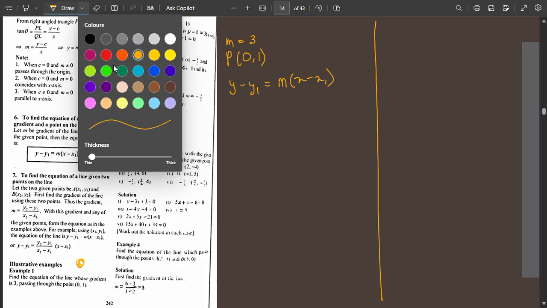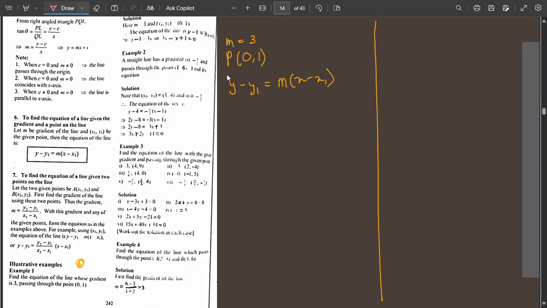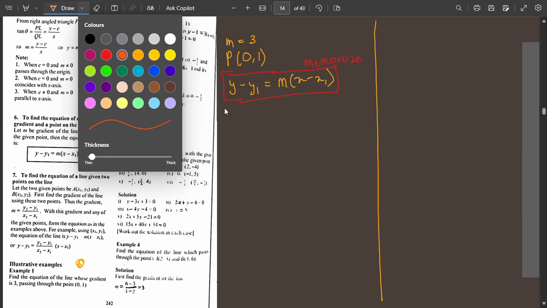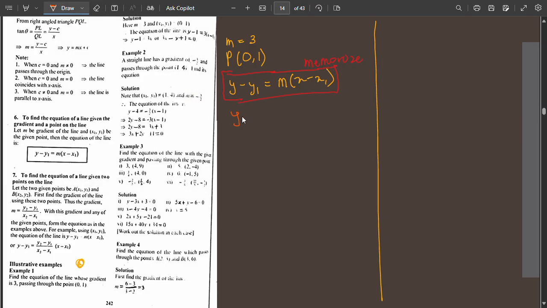That means that we need to memorize this formula. So I'm putting it in the red box. That means memorize. Memorize the formula because you'll be using it very often. So y minus y1 is equal to m(x minus x1).